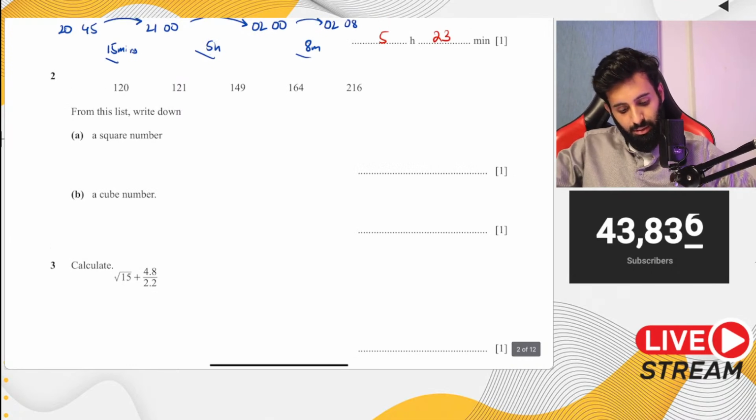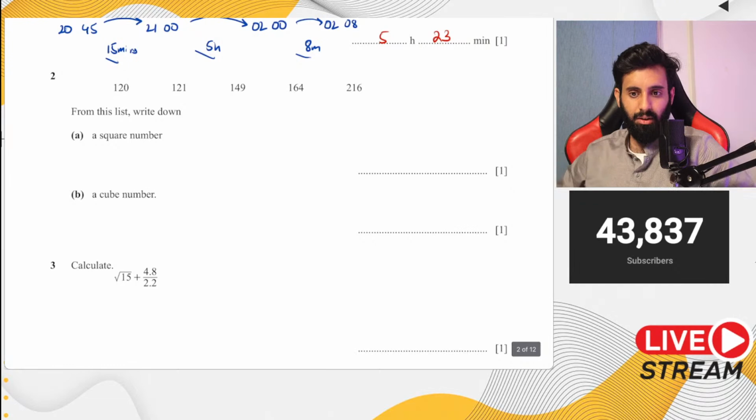Okay, this question I'd like you to solve. Write down a square number and write down a cube number.